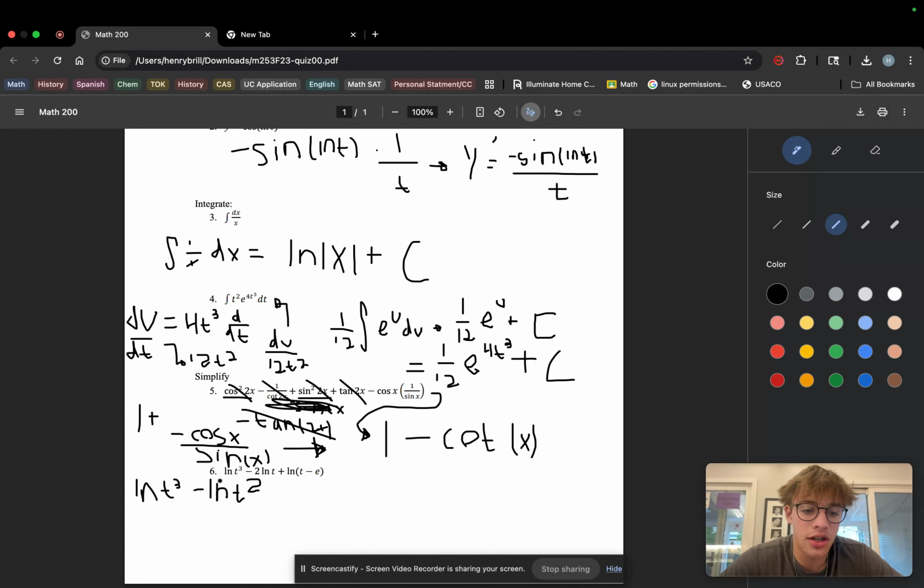Before we move on to the next term, another log rule is that when you're subtracting two logs, you divide their arguments. So this would be ln of t cubed over t squared, which just leaves us with ln of t. So we could rewrite this as ln of t, and then plus ln of t minus e.